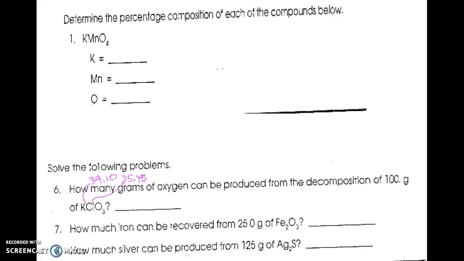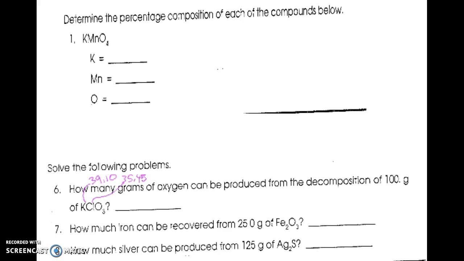Now in this lesson, we're going to look at percent composition and how to obtain the empirical formula, or that simplest whole number ratio of a compound, to determine the compound's identity. So let's start with the first one on your worksheet, which is KMnO4.